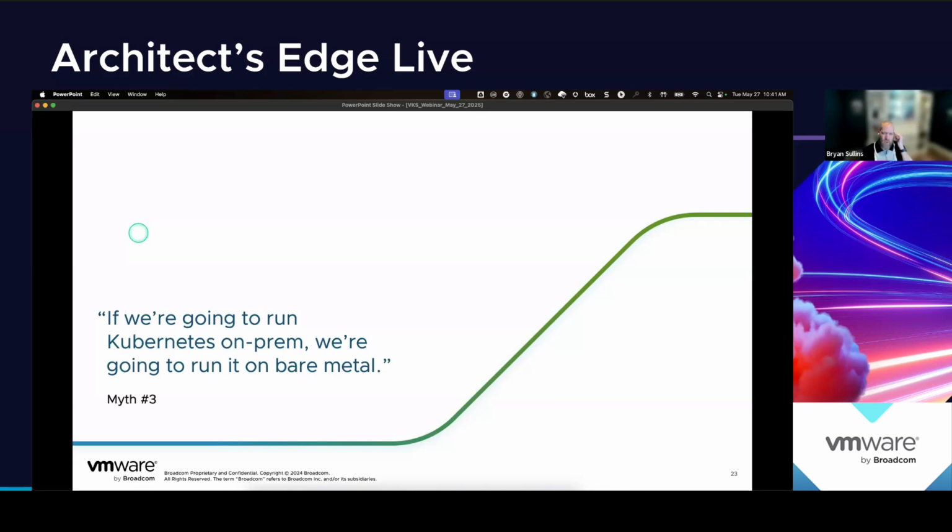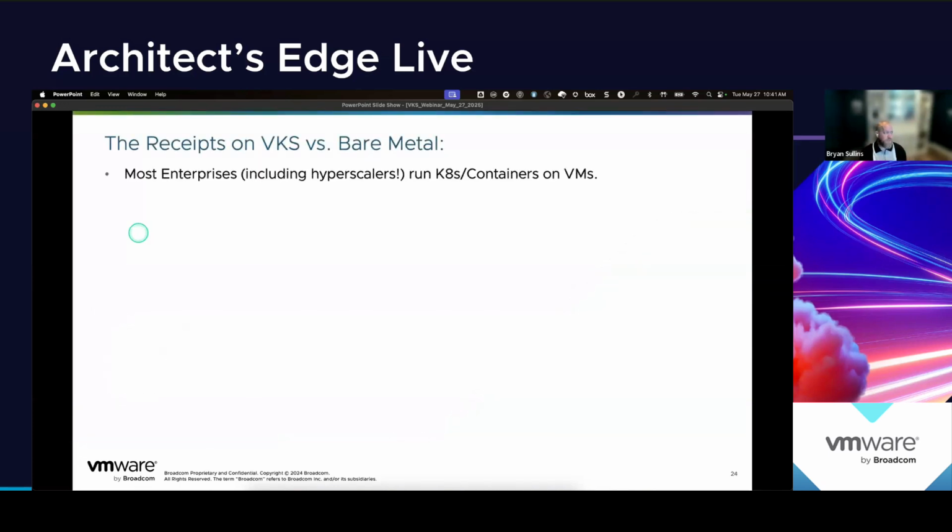But there's this whole idea of, oh, well, I run it on bare metal. The difference between virtualizing your Kubernetes implementation, and I'm going to put this within the context of AI, we'll call it, the difference between VKS or virtualizing a workload and bare metal is measured in microseconds. And we have some receipts on this as well, as you'll see.